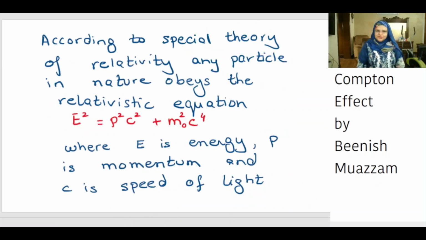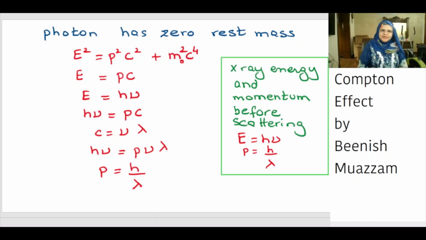According to the special theory of relativity, any particle in nature obeys the relativistic equation E squared equals P squared c squared plus m naught squared c to the power of 4. m naught is the rest mass of the particle, E is the energy, P is momentum, and c is the speed of light. Photon has zero rest mass, which means m naught is equal to 0. Therefore, we get energy is equal to Pc.